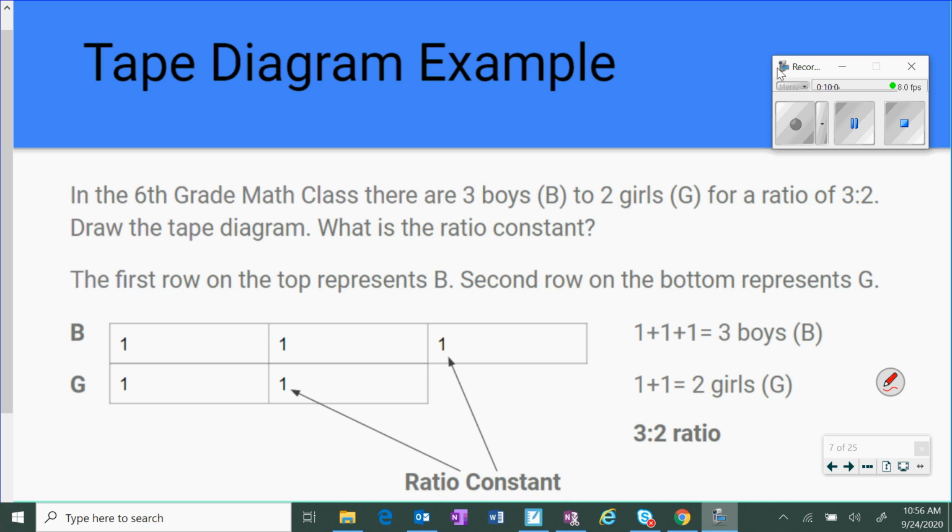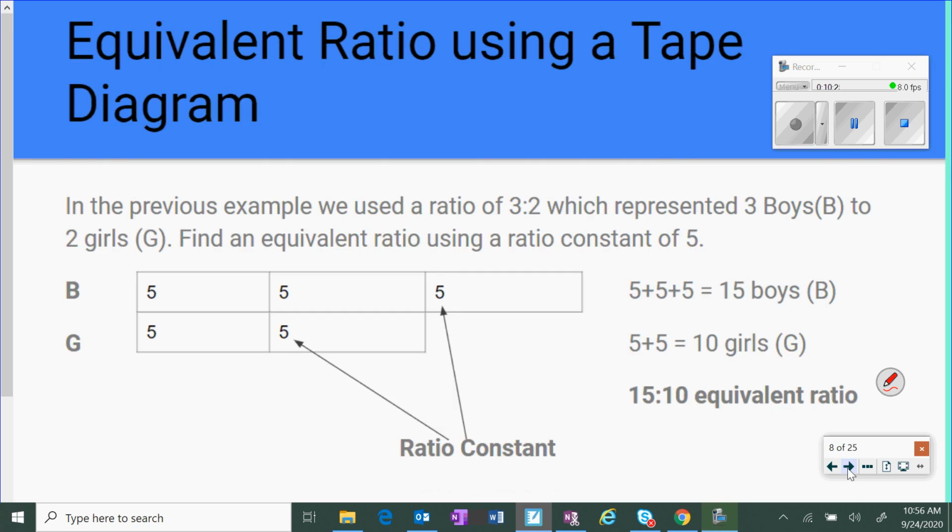Make sense? Okay, now let's see if this makes sense. This is talking about a 6th grade math class. Do you think there's really only 5 people in that 6th grade math class? No. I mean, look at our class. You guys, this is the biggest one we've got. Okay, so here's where that concept of ratio constant comes in. So we just took an average of our classes, and we said, on average, our ratio constant was actually 5.